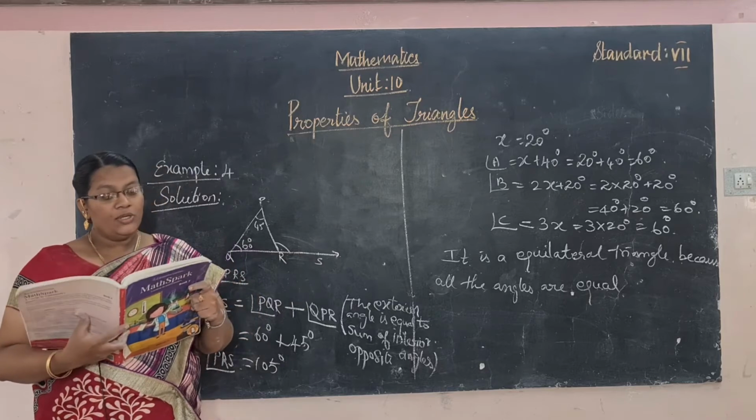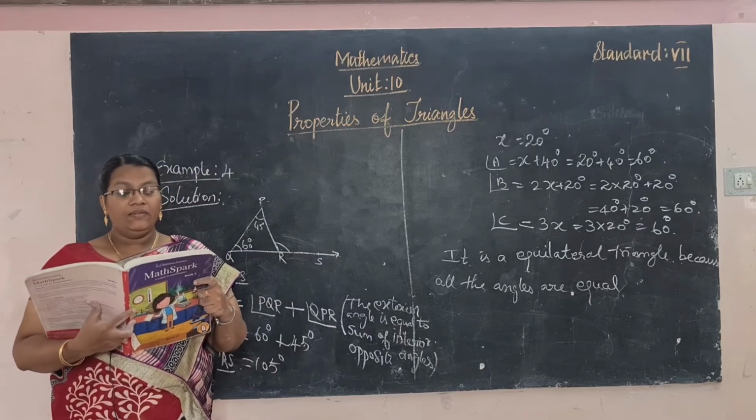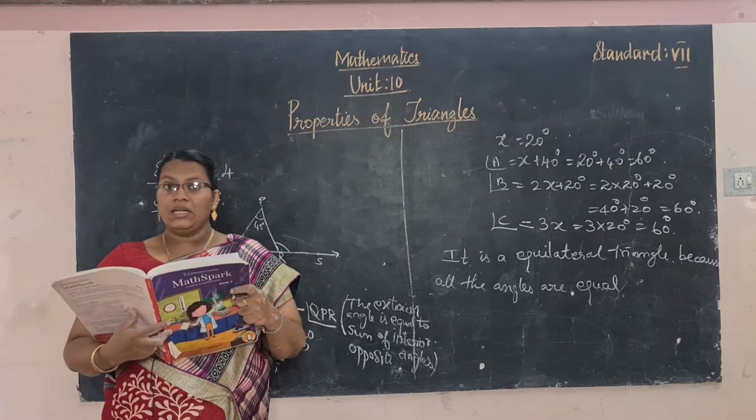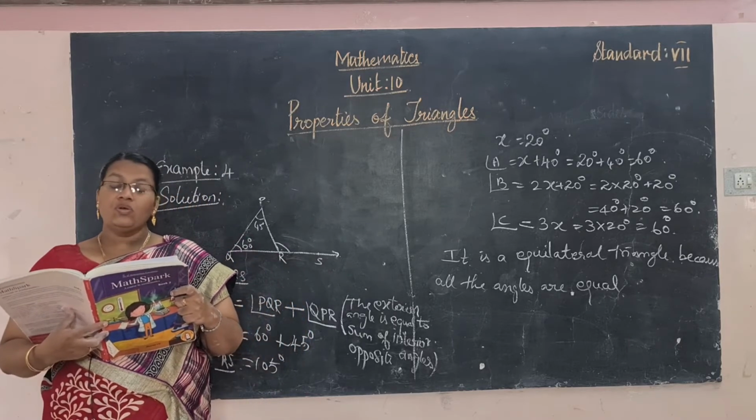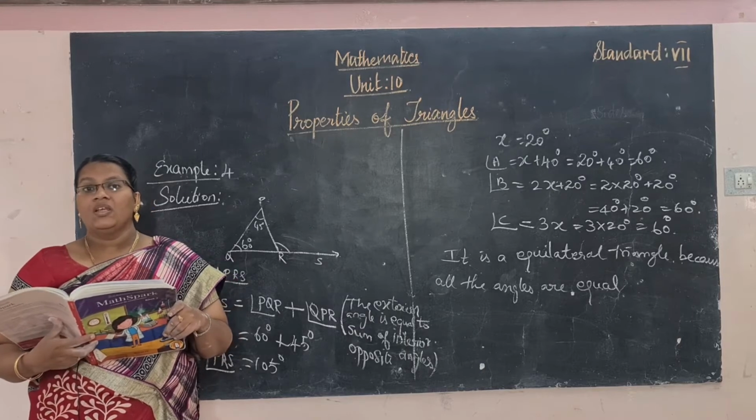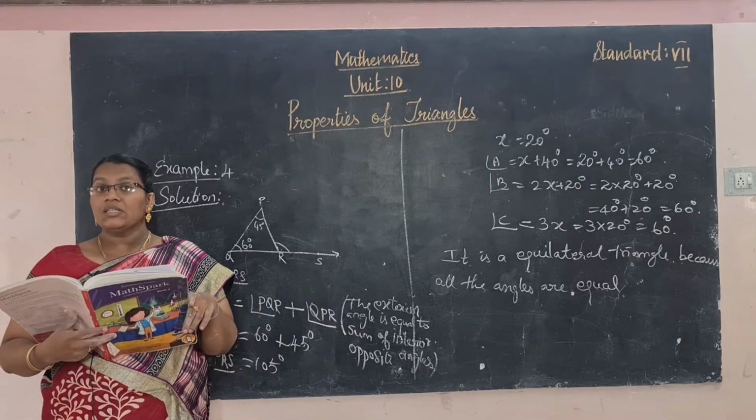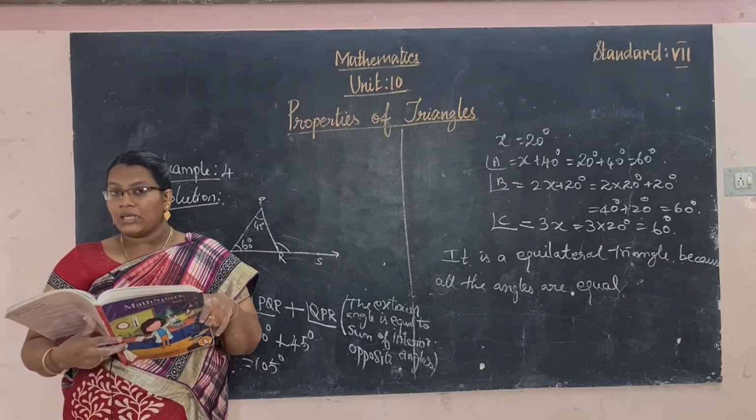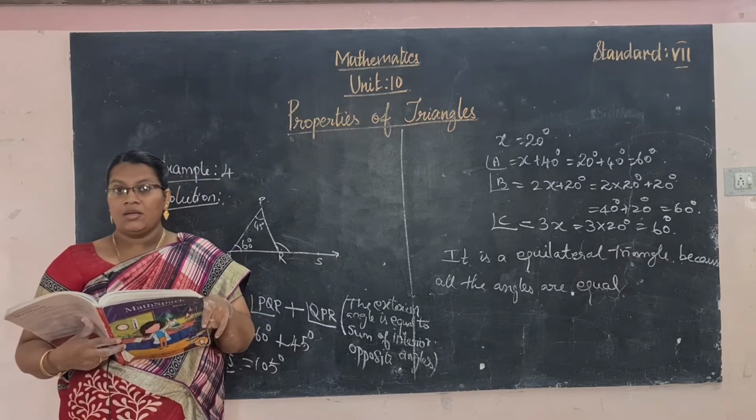It is possible to form a triangle with the following angles. So here 3 angles are given. Using the angle sum property, if the given 3 angles satisfy the angle sum property, then we can make a triangle using these angles.